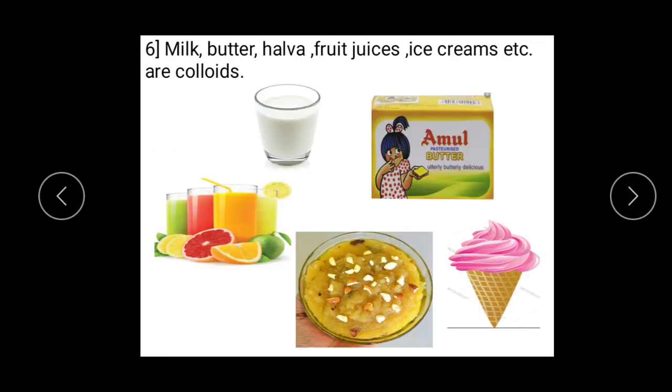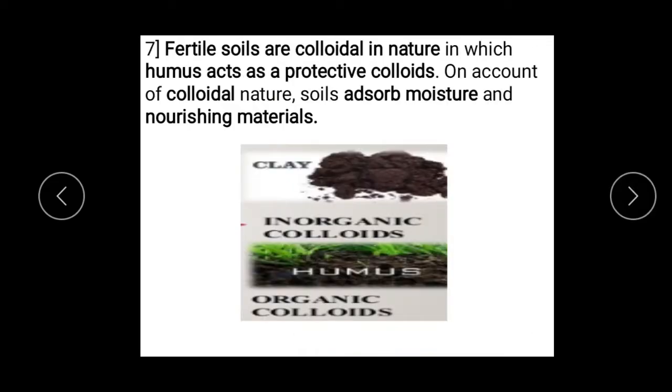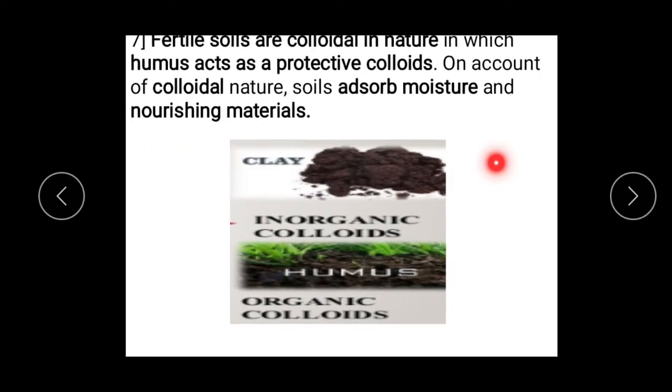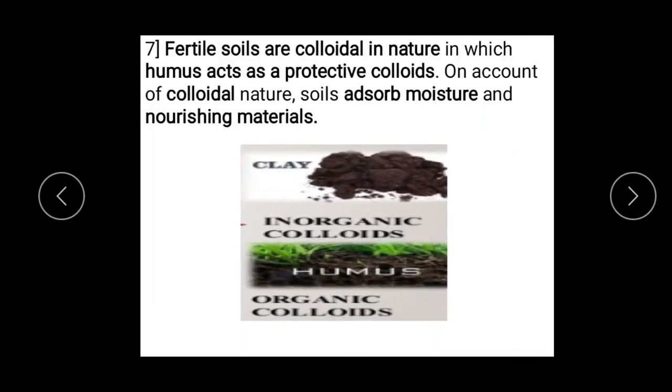Now the next point, milk, butter, ice creams, etc. are colloids. Many food items you can see, these are all colloids, you can see here. Now fertile soils are colloidal in nature, in which humus acts as a protective colloid. Protective colloid you have already seen, and on account of colloidal nature, soils absorb moisture and nourishing materials. So you can see clay, humus, etc. in the soil, which help in absorbing moisture and nourishing materials.